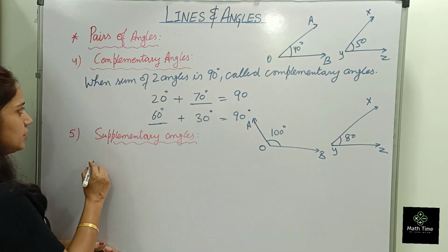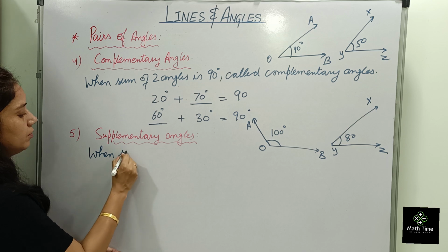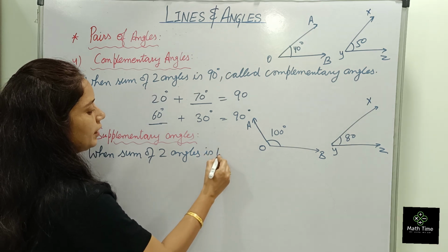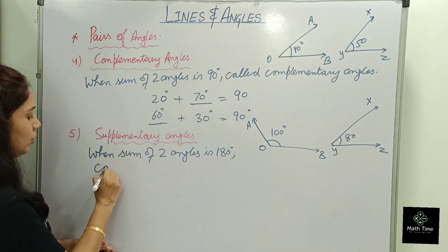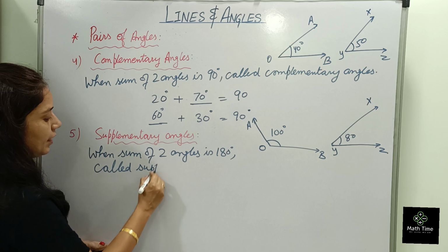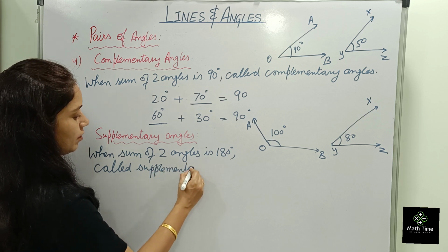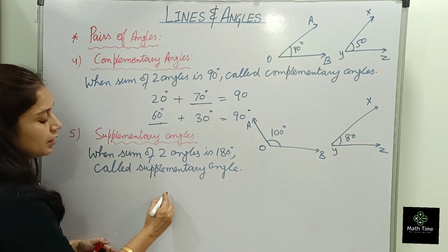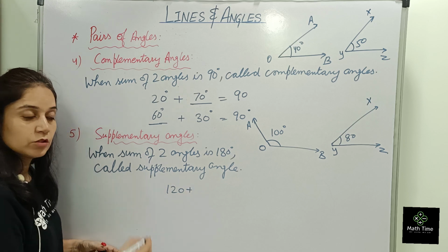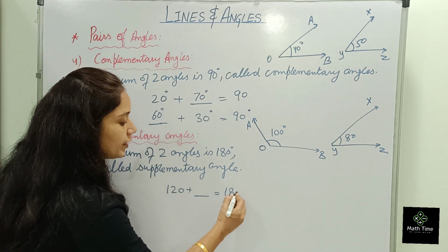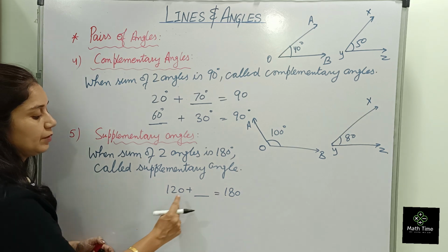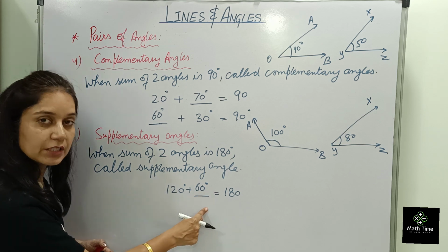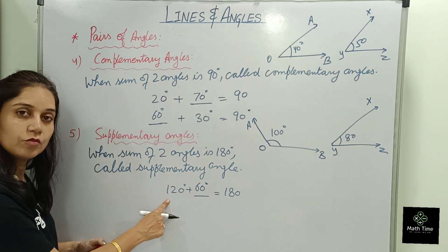So supplementary angles: when the sum of two angles is 180 degree, they are called supplementary angles. Now if you know one angle, you can easily find the other. Suppose one angle is 120 degree. So what will be the supplement of this angle so that you get the sum 180? Subtract them. 180 minus 120 gives you 60. So yes, 120 degree is the supplement angle of 60. 60 degree is the supplement angle of 120.